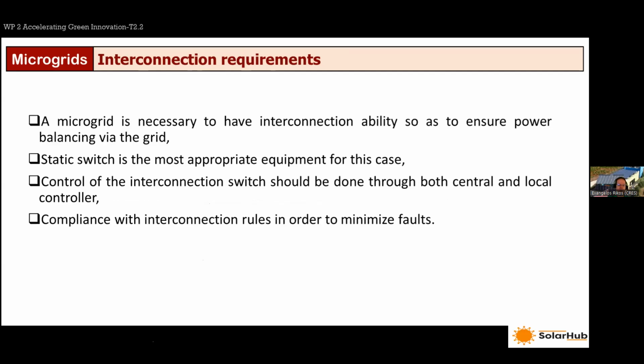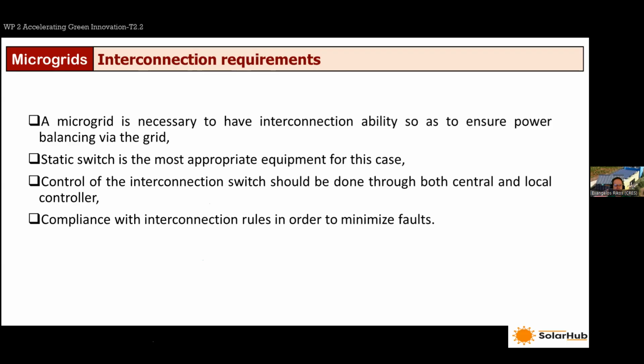Some requirements: we have the isolated operation mode, but to a large extent, the microgrid has to interconnect to the distribution grid. This means that there are some specific interconnection requirements that one has to take into account. First of all, the microgrid has to have this interconnection ability, available infrastructure, in order to ensure the balancing when grid connection is available. And this is obtained with the use of static switches mostly.